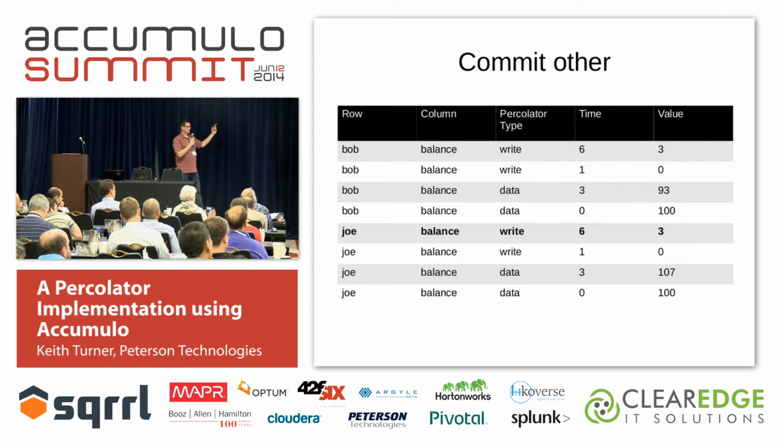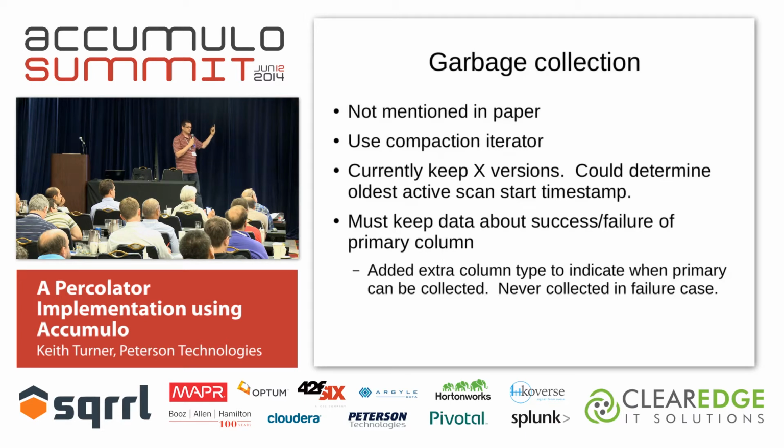So let me try to finish this up really quickly. One thing that was not mentioned at all in the Percolator paper was garbage collection. As these transactions run, they just leave a paper trail behind them of everything they've ever done. And that's got to be cleaned up somehow. I don't know how you could just leave that behind forever. So I did this with an iterator in Accumulo that just deletes; right now it only keeps 3 versions around. So I need to do something better.